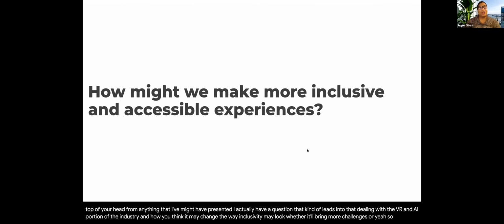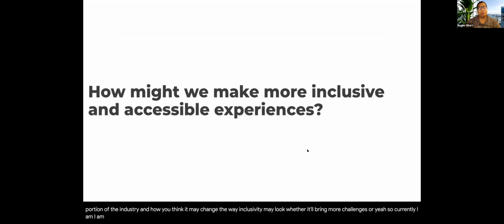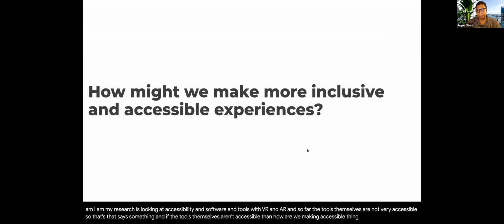Yeah, so currently my research is looking at accessibility in software and tools with VR and AR. And so far, the tools themselves are not very accessible. So that says something. And if the tools themselves aren't accessible, then how are we making accessible things? So it has to start somewhere.